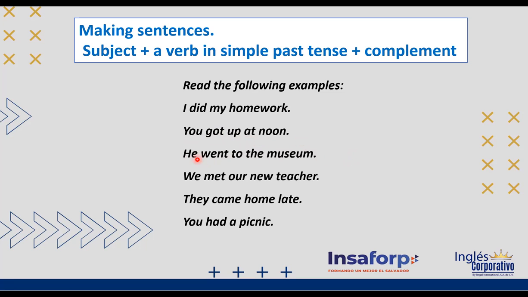In the next one, what is the subject in the sentence? He went to the museum. What is the subject in the sentence? Can you tell me, please? He is the subject, yes. And what is the complement in that sentence? To the museum. Very good. And the verb in simple past tense? Went. Okay, very good. So in the next example, we met our new teacher. What is the meaning of this sentence? We met our new teacher. Nosotros conocimos el nuevo maestro.